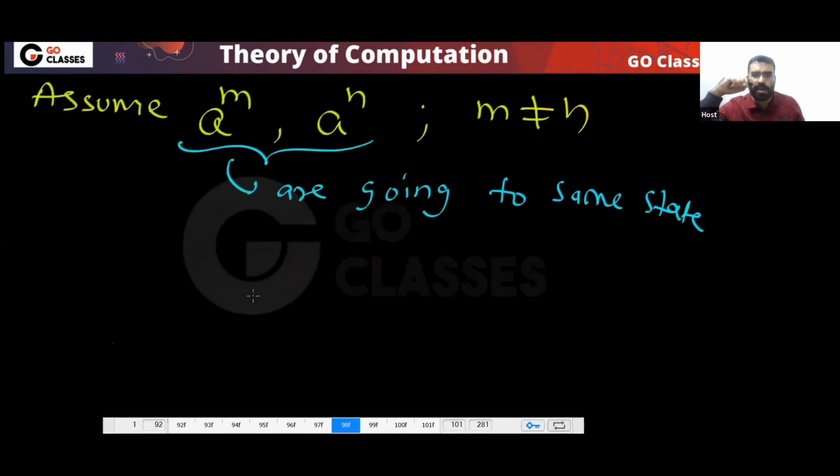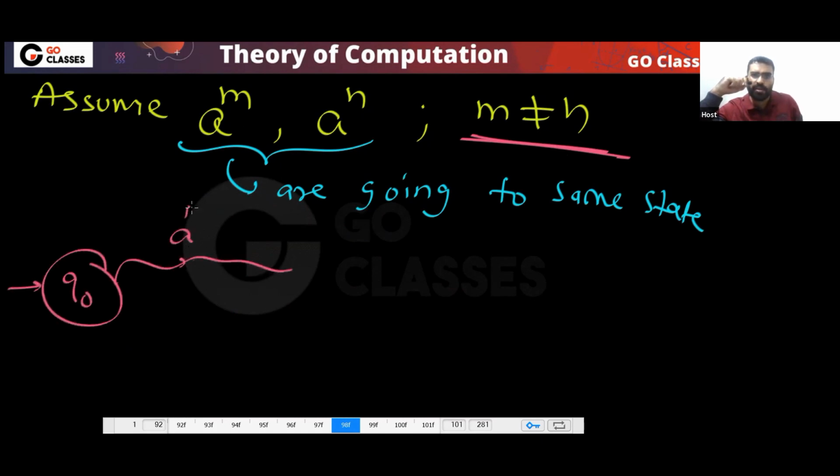Now there is a problem. You can assume any two. If two strings go to the same state, then from the initial state your DFA reaches the same state on two strings a power m and a power n, where m is not equal to n. Remember, m is not equal to n. So two different strings are going to the same state. Now there is a problem.